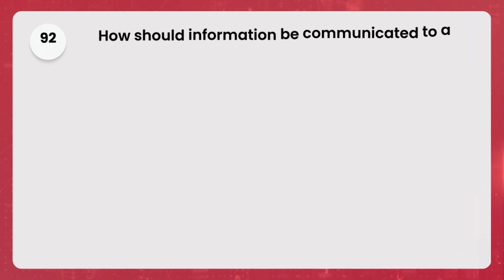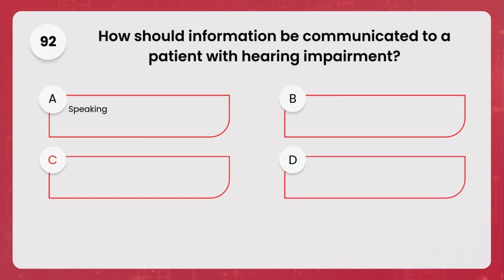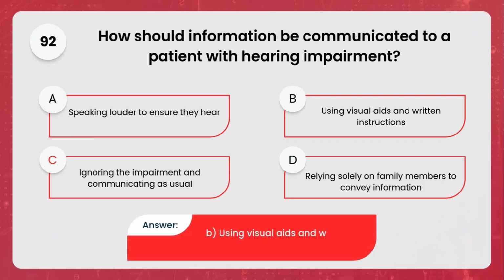Number 92. How should information be communicated to a patient with hearing impairment? A. Speaking louder to ensure they hear. B. Using visual aids and written instructions. C. Ignoring the impairment and communicating as usual. D. Relying solely on family members to convey information. The answer is B. Using visual aids and written instructions.